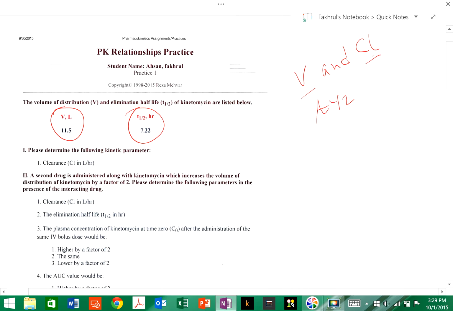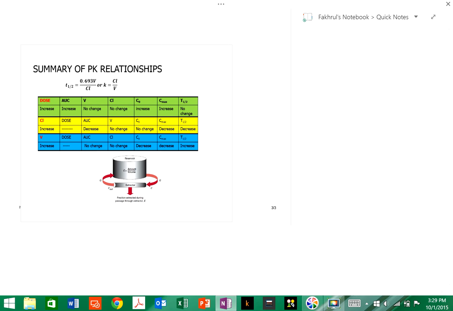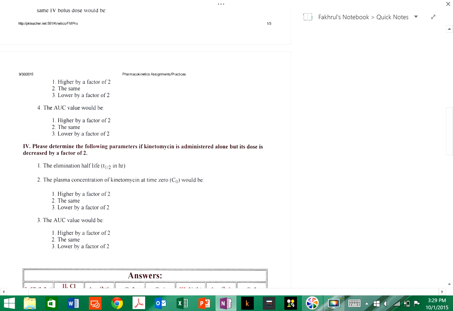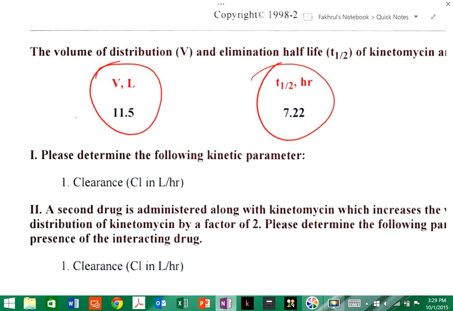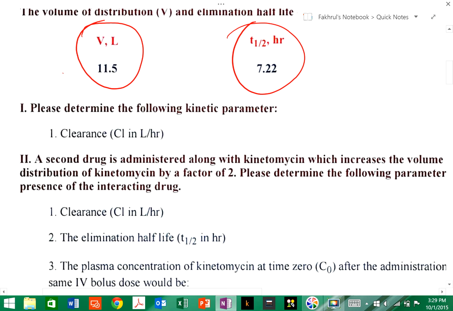I think the best way, what I would do, is have this table in front of me to answer these questions. It's easy. I have summarized this so that you can answer this conceptual question. Now the first question is asking you to calculate clearance. To do this calculation, you have to use this equation: T-half is equal to 0.693 V divided by CL.